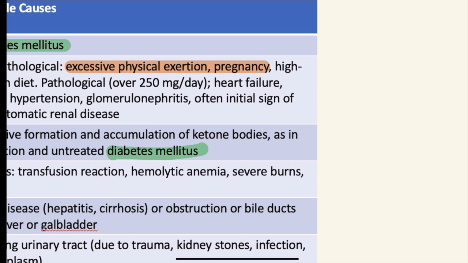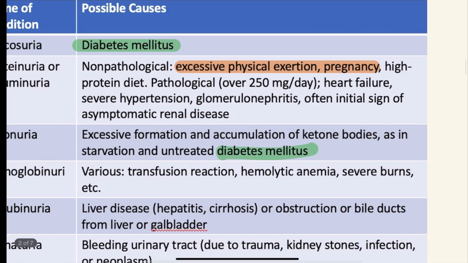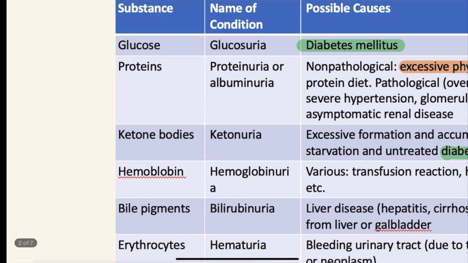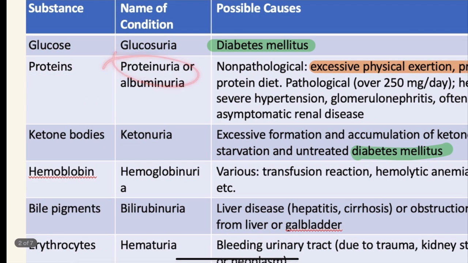So if you have pregnancy, what would happen to, for example, the kidneys? Their pressure would increase, right? And hormonal changes would occur. So all of this is going to contribute to the proteins, right? And this is why you might have proteinuria.